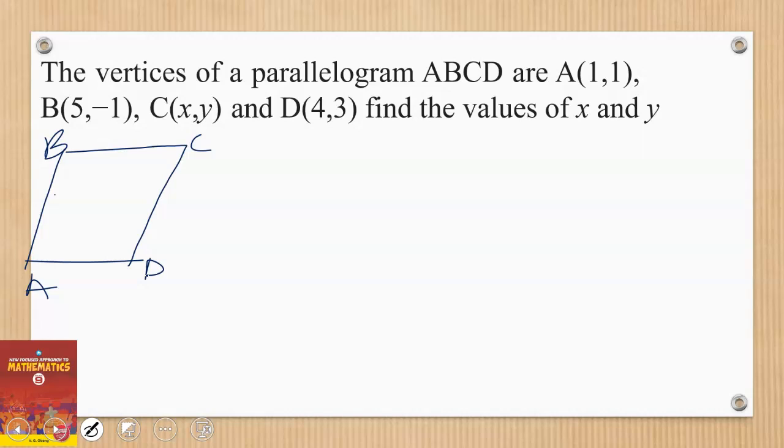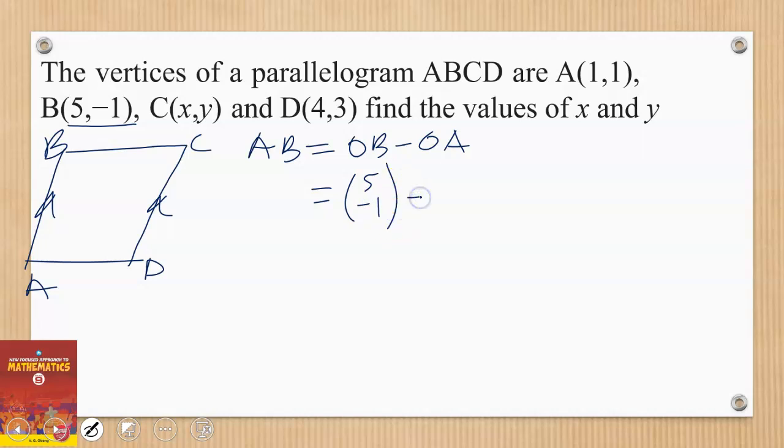So we can say, let's find vector AB and let's find vector DC. So if I say AB, which can be generated as OB minus OA. So what is my OB in the question? B is 5, negative 1. A is 1, 1. When I simplify this, I'm going to have 5 minus 1 is 4. Negative 1 minus 1 is negative 2. So I have this.